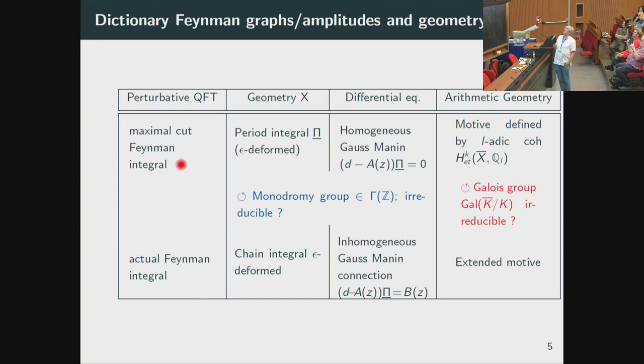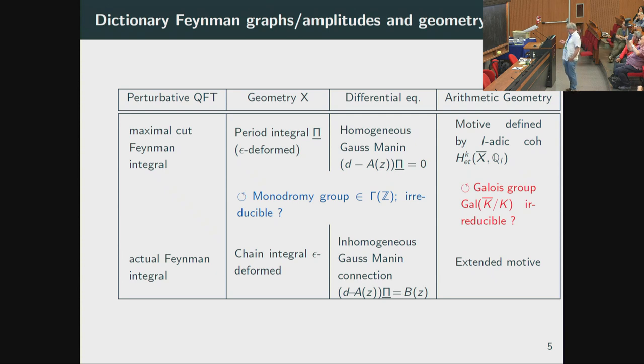So far, the maximal cut Feynman integral is related to a period integral in a geometry. In this case, this is just this complete intersection. And then the homogeneous Gauss-Manin connection of that one determines these periods in a way. And you can also turn on a strongly motivic way. So basically, let's go first to the physics side. The actual Feynman graph is then a chain integral, also epsilon deformed, and it corresponds to an inhomogeneous Gauss-Manin connection.